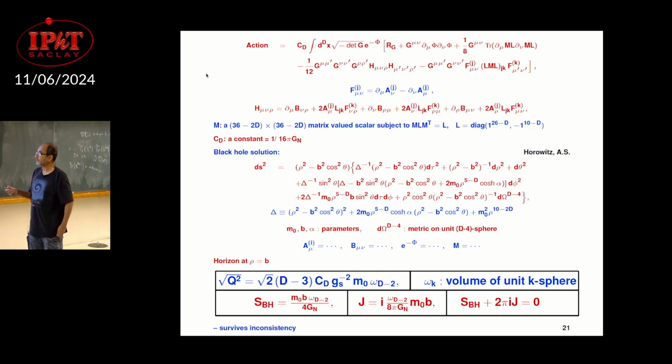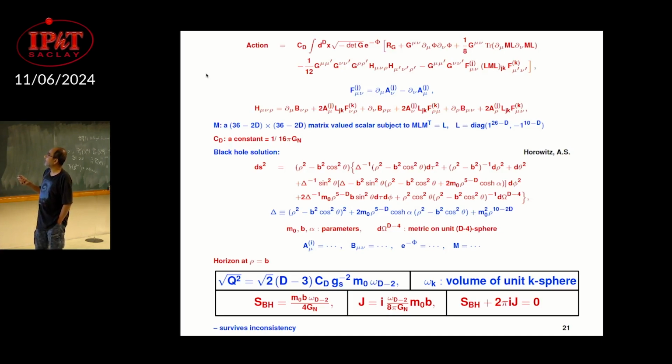I have written down the action. This is the action of the low energy supergravity. C_d is just some constant, which is also identified as 1/16 pi G Newton. G is the string frame metric, g mu nu, and phi is the dilaton. This is of course the standard Einstein-Hilbert term, and this is the kinetic term for the dilaton.